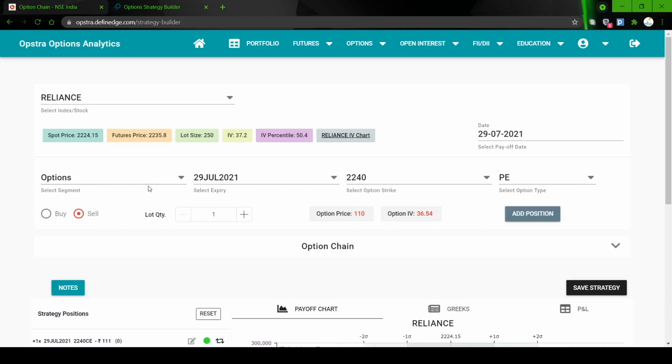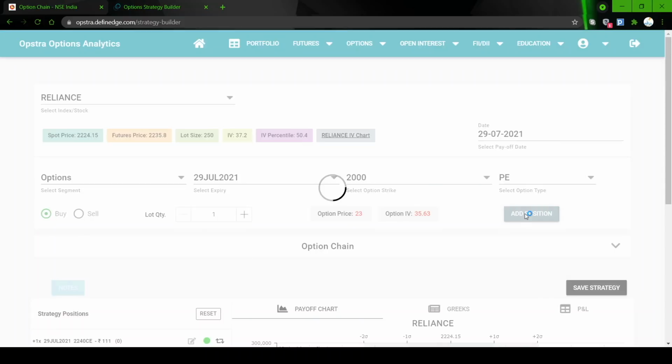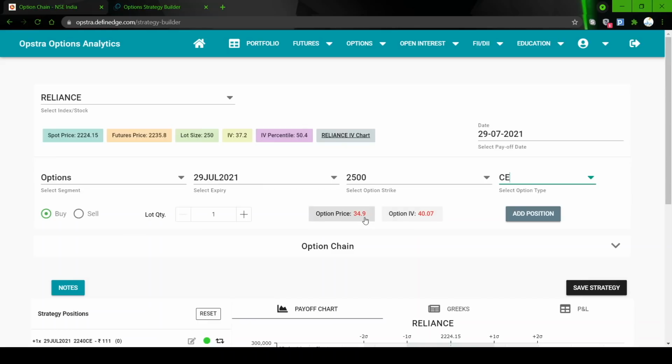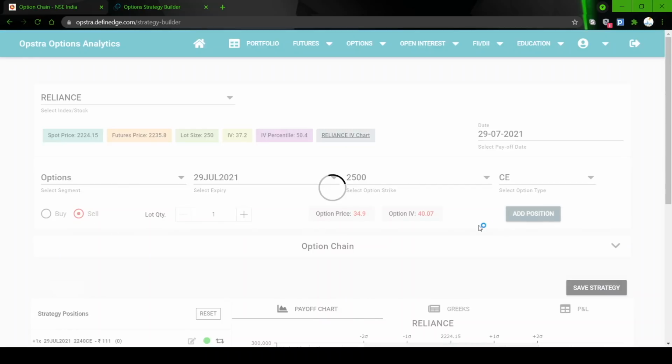Then we are going to buy a put at 2000. This is the protective put which we are buying. We are going to give 23 rupees for this. And we are going to sell our covered call at 2500 CE. We are going to collect a credit of about 35 rupees. We'll sell this one and we'll add the position.